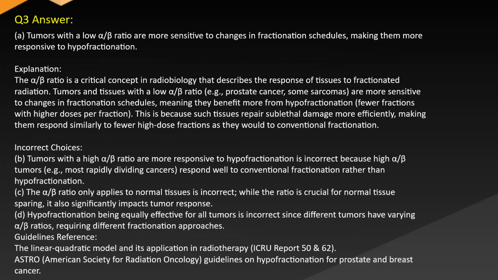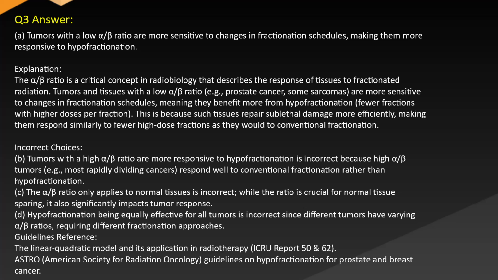Answer: A. Tumors with a low α/β ratio are more sensitive to changes in fractionation schedules, making them more responsive to hypofractionation. Explanation: the α/β ratio is a critical concept in radiobiology that describes the response of tissues to fractionated radiation. Tumors and tissues with a low α/β ratio, e.g., prostate cancer, some sarcomas, are more sensitive to changes in fractionation schedules, meaning they benefit more from hypofractionation, fewer fractions with higher doses per fraction.